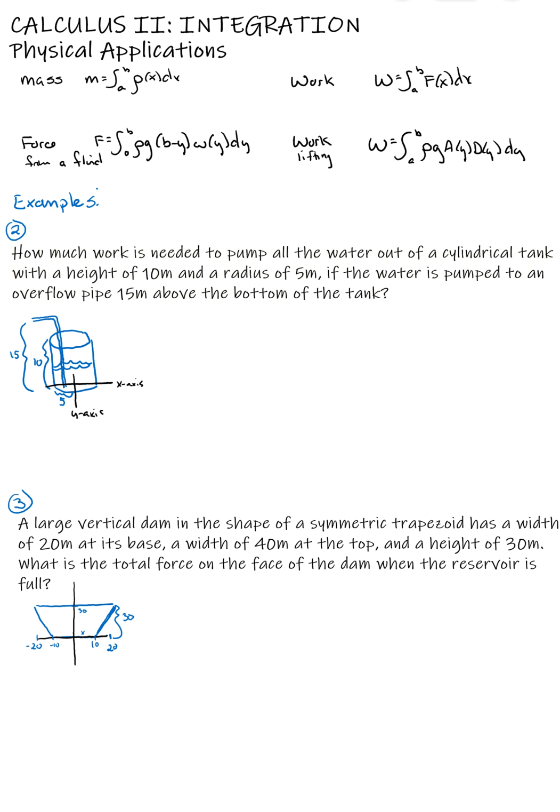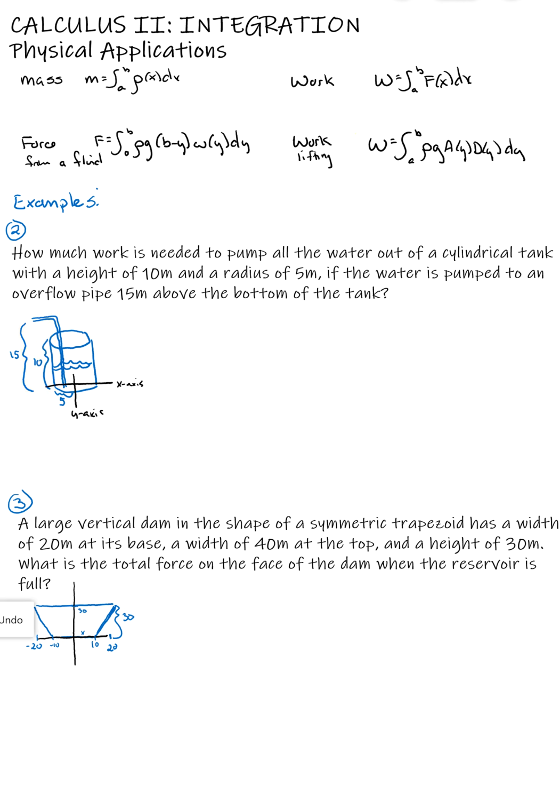So I've gone ahead and drawn this here. We've got a cylindrical tank, and there's this overflow here at the top, and I know that the height of the tank itself is 10, but 5 meters above that is where that overflow is, and so that gives me a total height of 15.